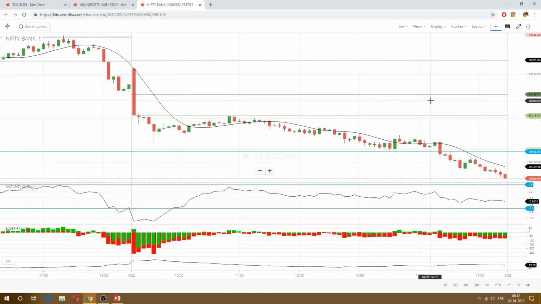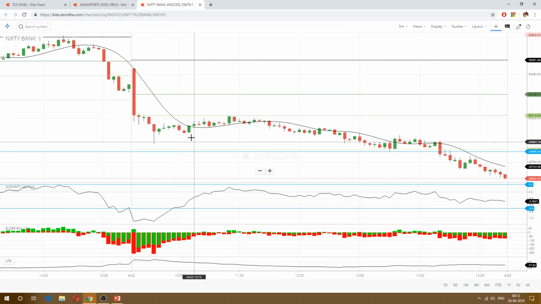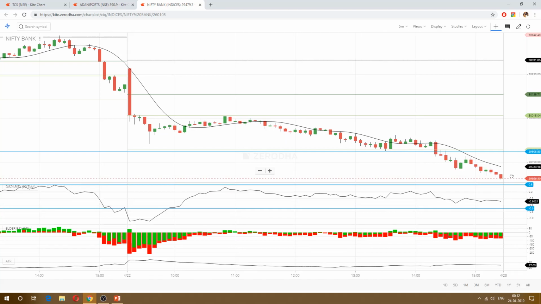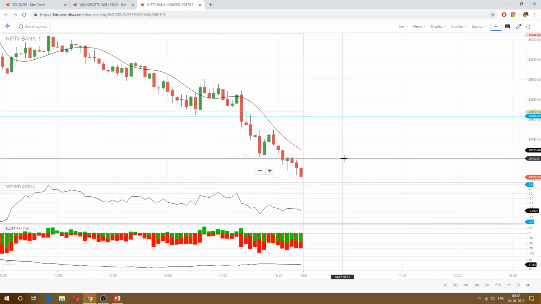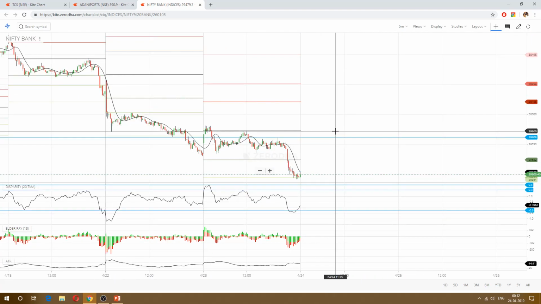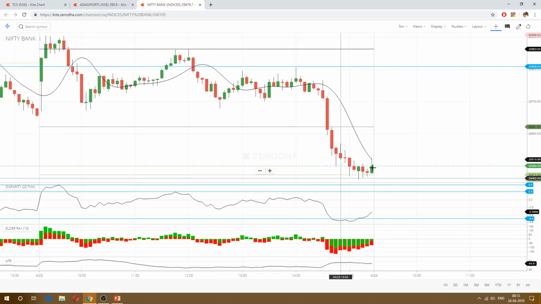Something is not right. What happened to the chart of 23? Okay, see, thank you, Zerodha. Thank you so much. All right, so now we have 23 back, thank God.